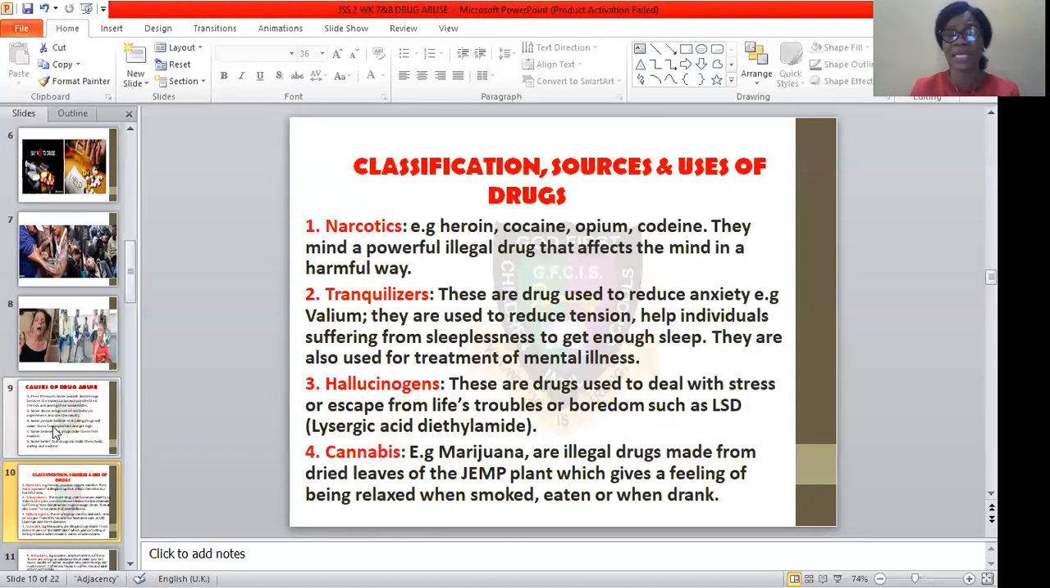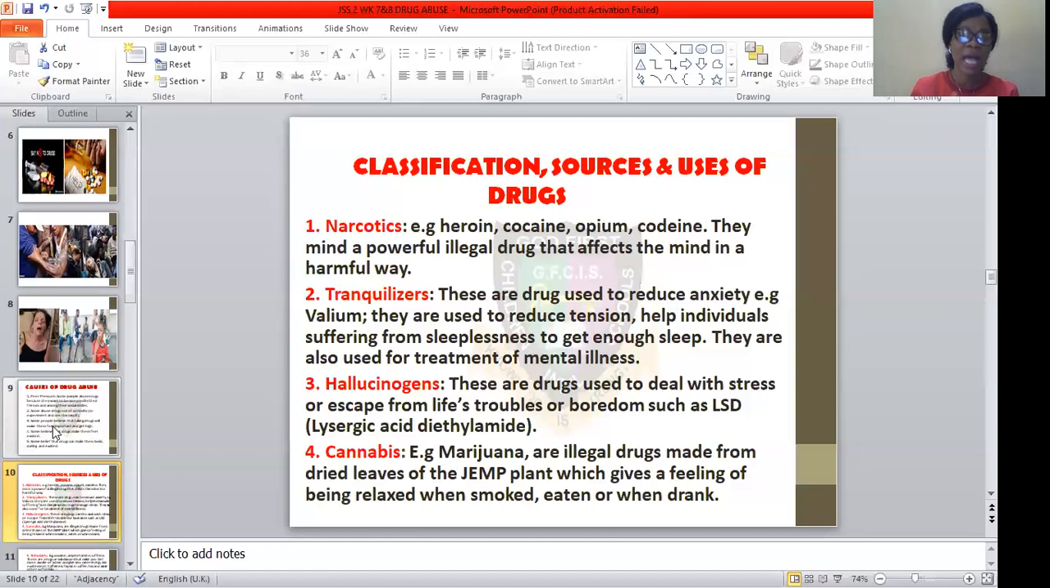walk into a pharmacy and say, I want to buy Valium. No. Even if you have to purchase that drug, it must be from a registered hospital, and a doctor must prescribe it for you before you use it. That is why Valium has been banned over the shelf from our chemist stores or pharmaceutical stores.